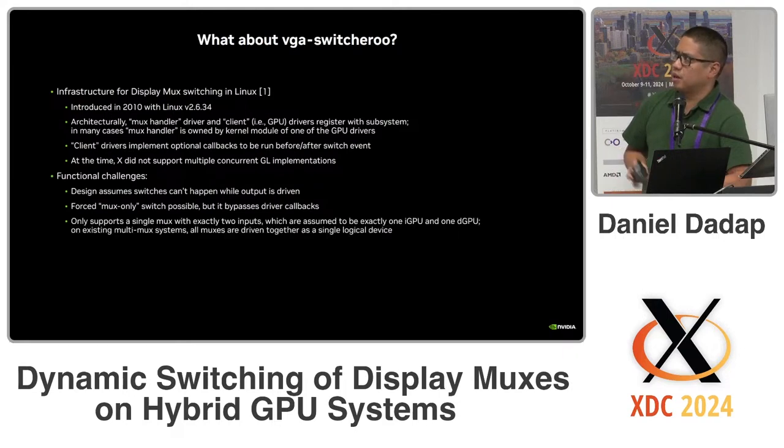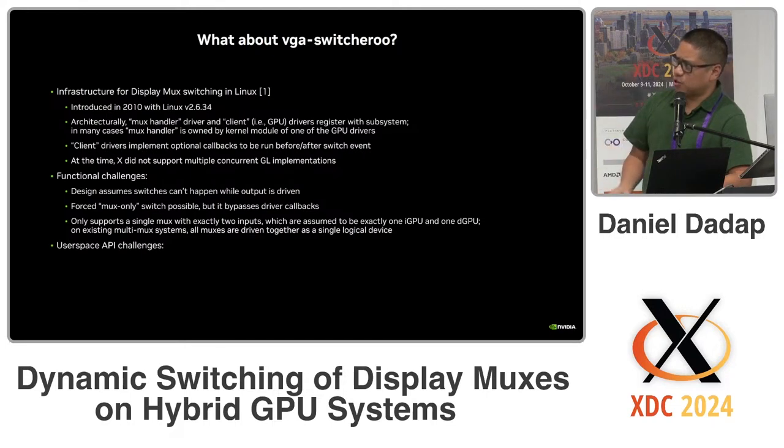Another functional challenge with vga-switcheroo is that there's support for only a single Mux, and it can have exactly two inputs going into it. If you have an existing system with multiple Muxes, and they are out there, then all of the Muxes are driven together as a single logical device, even if the hardware might otherwise support individual addressing. And that's also a problem for dynamic Mux switching.